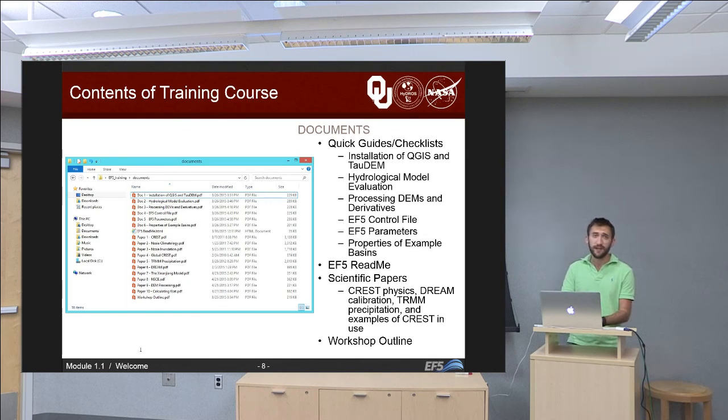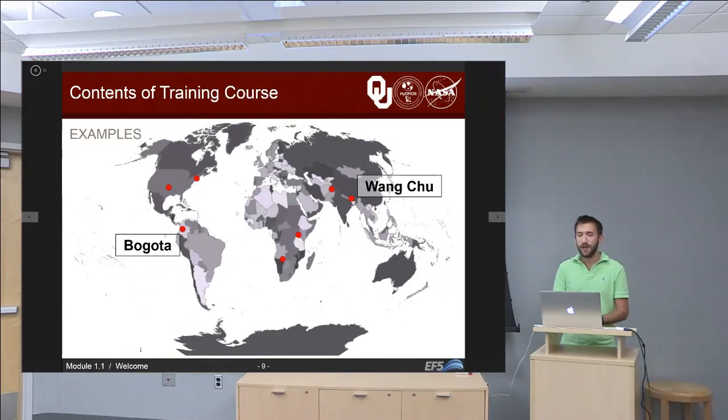It also contains the EF5 README, which is a much more extensive document detailing all of the exact configuration options for the program. And then it has a series of scientific papers, including those describing the CREST physics, the DREAM calibration method, how precipitation estimates are derived for use within the training, and other examples of CREST and EF5 in use.